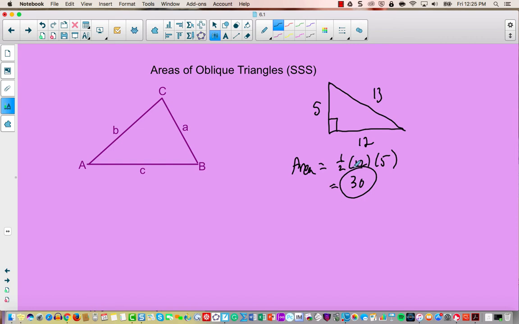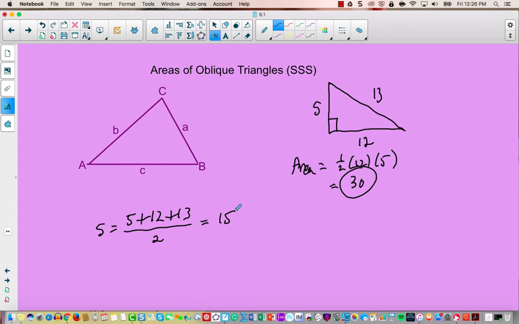What if I took the three sides and added them together? 5 plus 12 plus 13, and divided that by 2. And I'm going to call the result that I get of doing this S. I'm going to call it by the letter S. And it's not too hard to see that in this case S is 15. You can verify that if you want to.